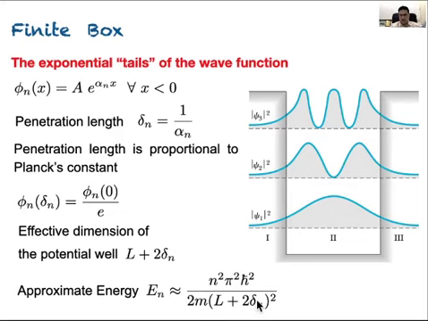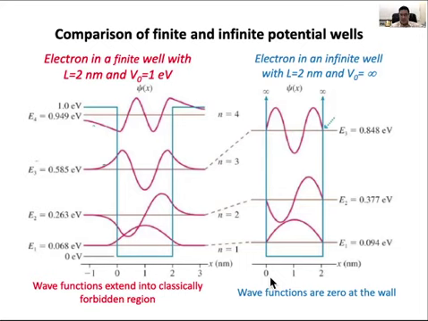Now the issue is that this delta n, which depends on alpha n, again depends on E, because alpha is proportional to the square root of V0 minus E. So this gives some kind of recursive relation: if you want to find En, you have to find delta n, and to find delta n, you have to find En, back and forth, back and forth.